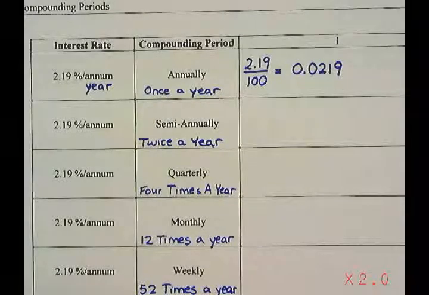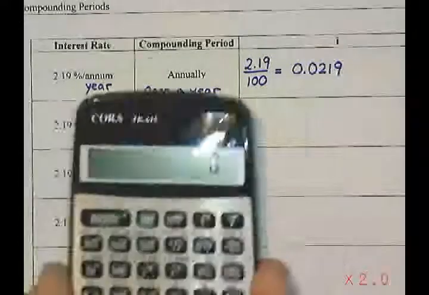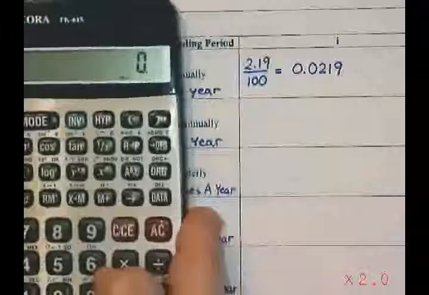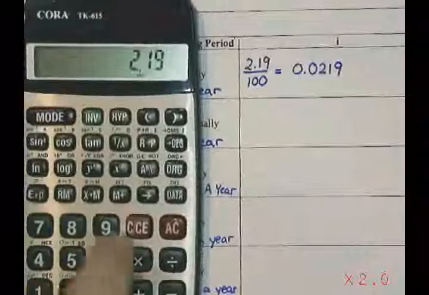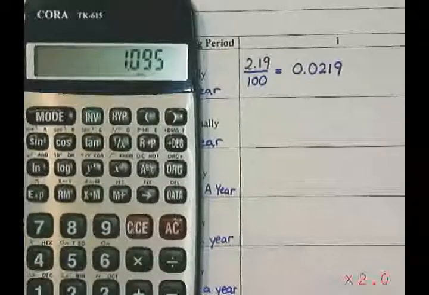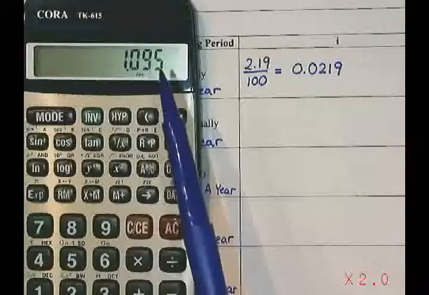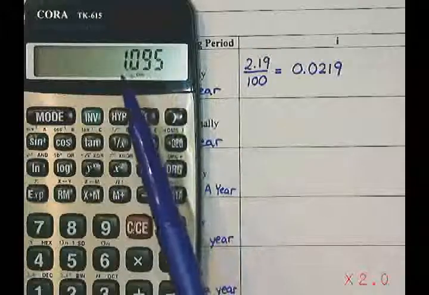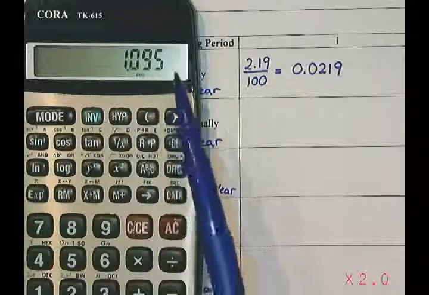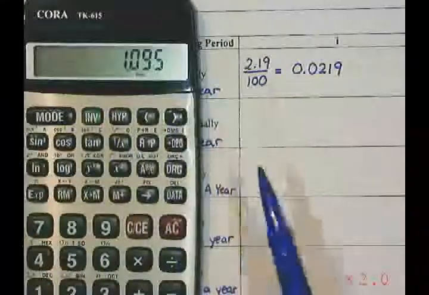Now, if it's being done semi-annually, and that's twice a year, I don't get 2.19% twice. What happens is the bank splits that into two equal amounts so that you earn half of it the first time you get the interest, and then you earn the other half the second time you get the interest. So what we're going to do for this one is take our 2.19%, divide it by 2, which means we're going to get 1.095% the first time, and then the other 1.095% the second time, for a grand total of 2.19%.